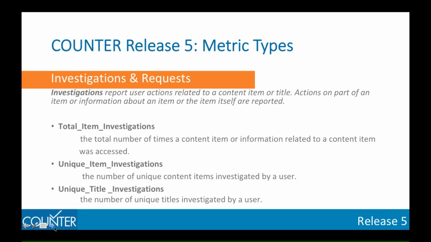Under these metric types, there are 3 additional reporting elements. These are total item investigations, unique item investigations, and unique title investigations. Total item investigations, one of the beauties of the Counter files, basically those metric types define themselves as well. The total item investigations is the total number of times a content item was accessed. Unique item investigations is the number of unique content items being accessed, and unique title investigations reports the number of unique titles.